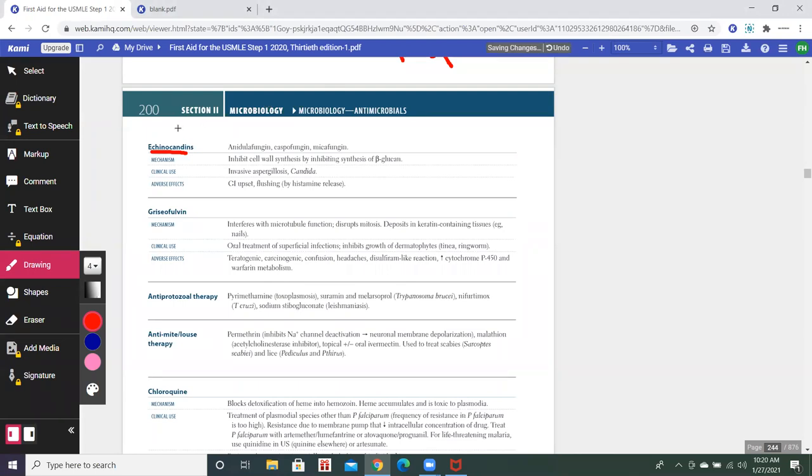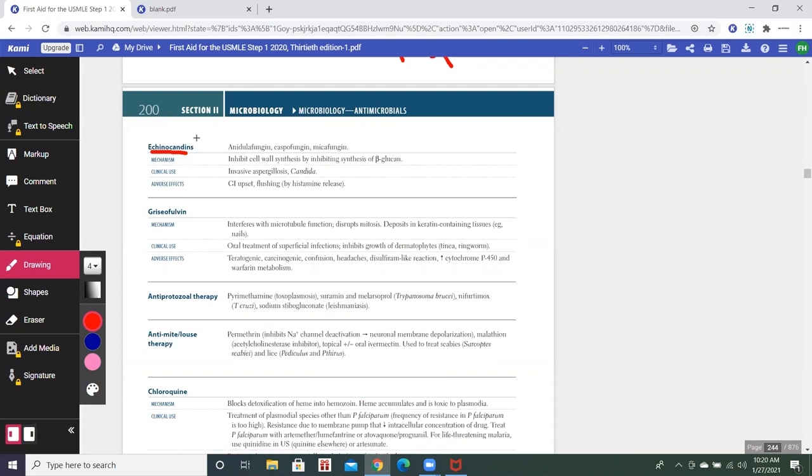Okay, echinocandins. Echinocandins. Okay, so let's begin with this. Echinocandins are cell wall synthesis inhibitors. What mnemonic did we choose to learn echinocandins with? What was the mnemonic we chose to learn echinocandins with?